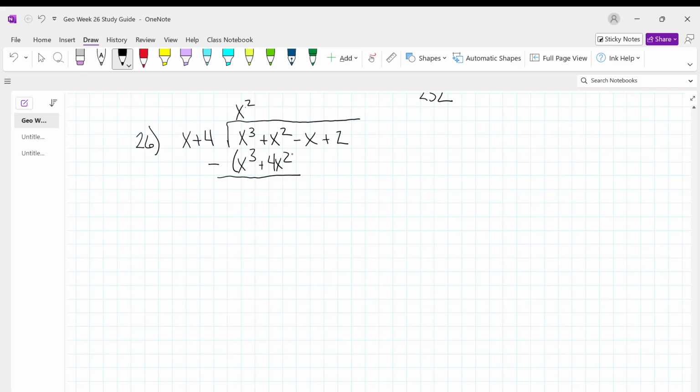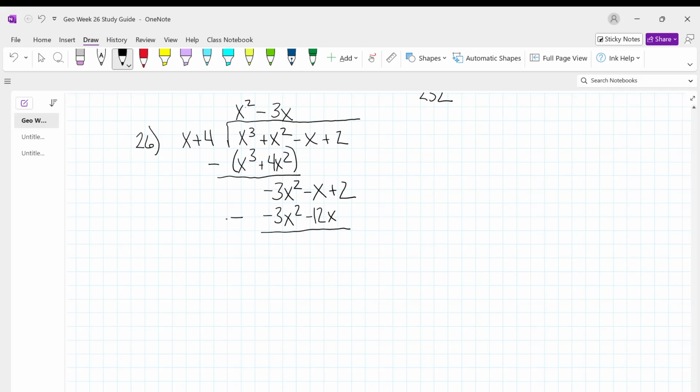And then we subtract. So x to the third minus x to the third is 0. X squared minus 4x squared would be negative 3x squared. And we bring down the other terms. And then we just keep repeating that process. X into negative 3x squared goes negative 3x times. So negative 3x times x is negative 3x squared. And negative 3x times 4, negative 12x.